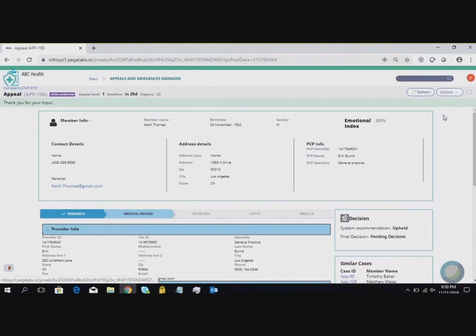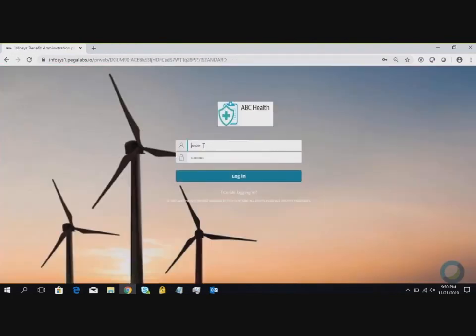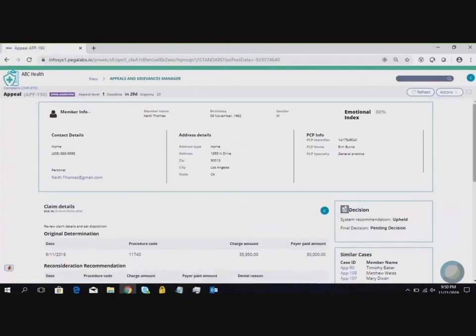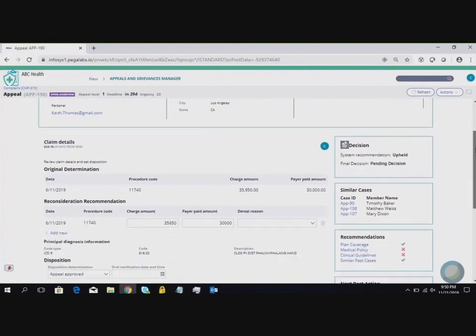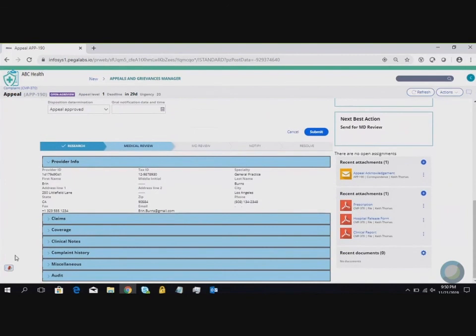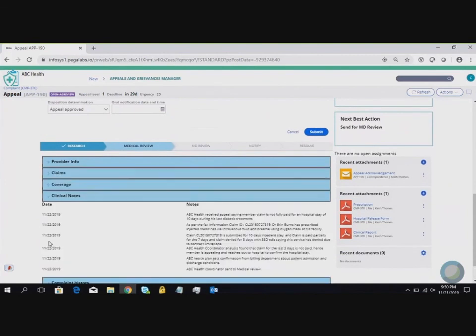So what you will see is how Clara would see the appeal in her dashboard. It's going to be very similar, essentially covering similar aspects, right? Being able to track appeals on the go, giving intuitive insights to all the actors. So it's a similar view that Clara has in terms of reviewing the case. But what you will additionally see is the clinical notes.